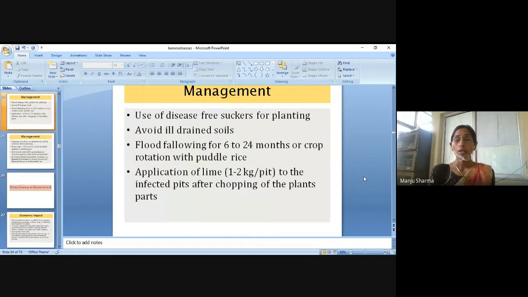Their management: use disease-free suckers for planting, then we have to avoid ill-drained soil, flood fallowing for 6 to 14 months, or crop rotation with puddled rice. Then application of lime at 1 to 2 kg per pit to the infected pits after chopping of the plant parts.